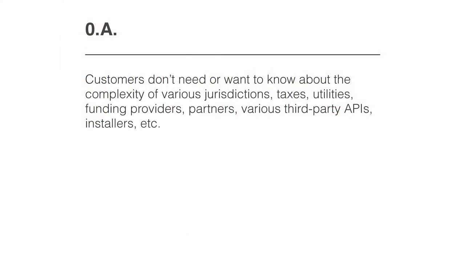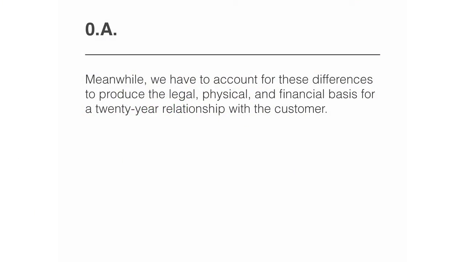So customers don't need or want to know about the complexity of their situation. Various jurisdictions, taxes, utilities, we operate in multiple countries, we use multiple funding partners, etc. We need to do all that stuff and account for all of those important differences rigorously, but without having to tell a story that's too complicated on its surface. And to explain our business, and I swear this isn't just an advertisement for Sungevity, but it's explaining the project.